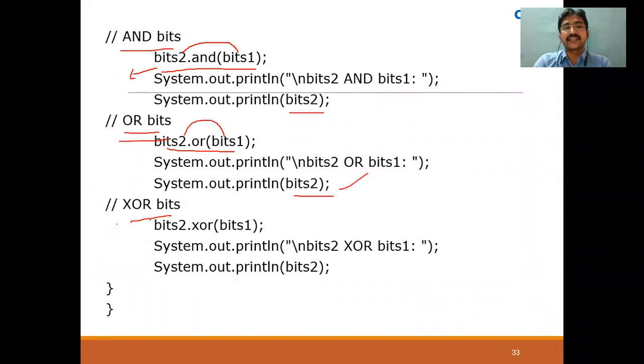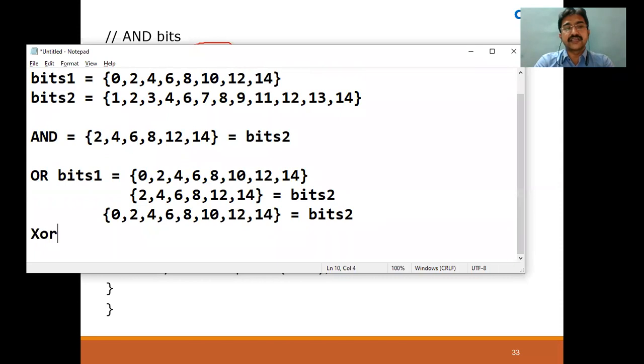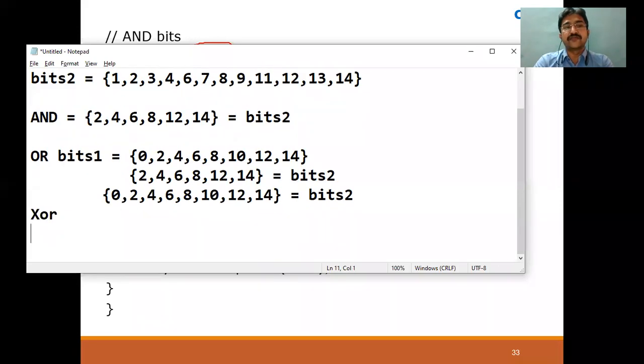Now go for the XOR operation. Bits 2 dot XOR of bits 1. We are performing the XOR operation of bits 2 with bits 1. XOR operation means when the two bits are different, then only the output is 1. If both bits are the same, it is taken as 0. Between whom are we performing the XOR operation? Between bits 2 and bits 1.